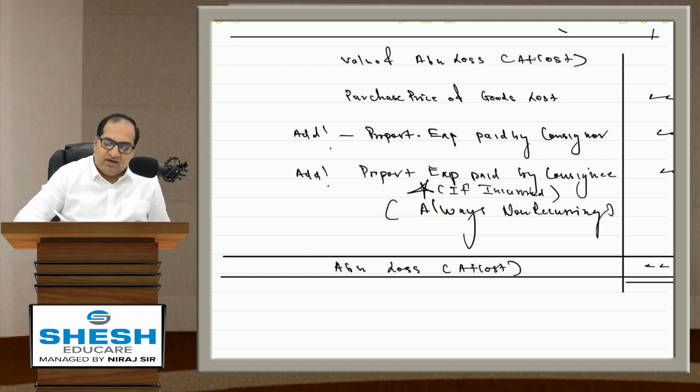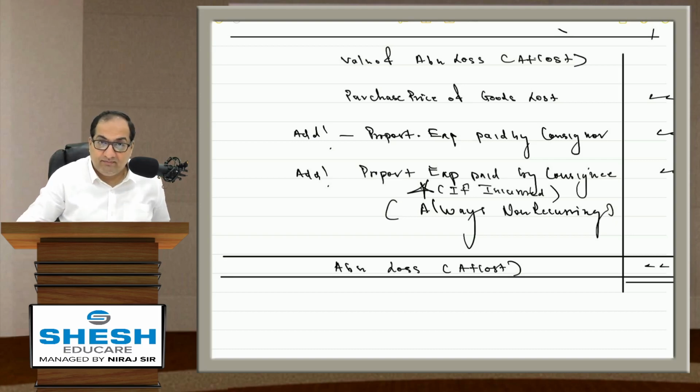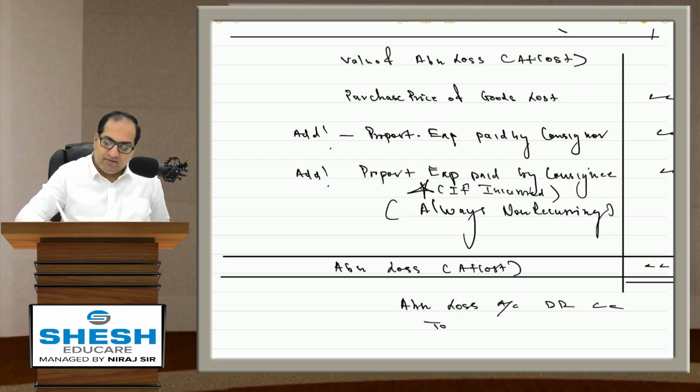Acha, this loss is treated as not a consignment business loss because every time you dispatch the goods, you will not suffer this loss. Correct? So this was avoidable loss. Unfortunately, we could not avoid it and we have suffered, but then it was not a loss which was anticipated. It was not a loss which is estimated. It was not a loss which was unavoidable. It was avoidable. So we don't treat it as consignment business loss. So we pass the entry abnormal loss account debit to consignment account.